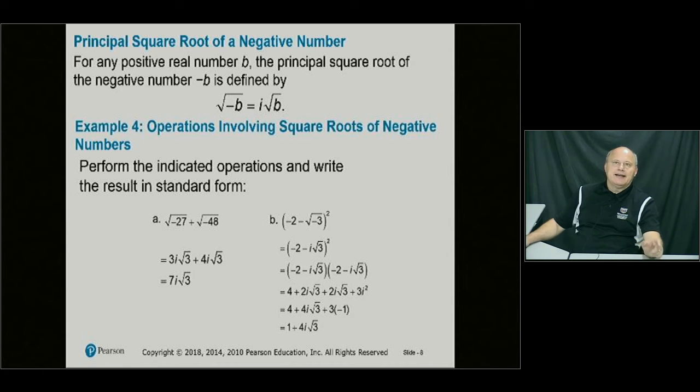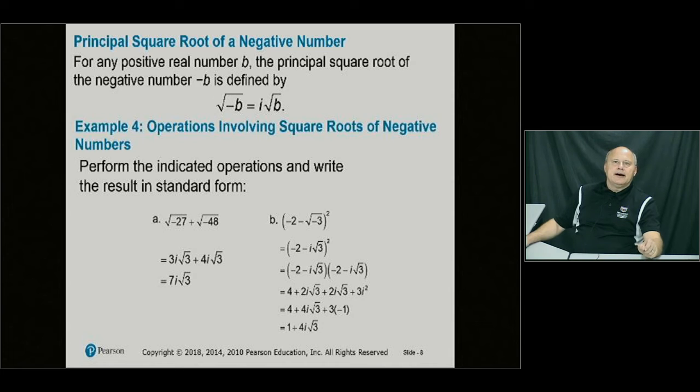You have to multiply the same binomial times itself, which is going to be totally different because you have to FOIL. So negative 2 times negative 2 is 4. That's where the 4 comes from. Then negative 2 times negative i root 3 is going to be plus 2i root 3. When you multiply the two terms in the middle, you get the same thing, so it's plus 2i root 3 plus 2i root 3, because you're multiplying two negative numbers together.